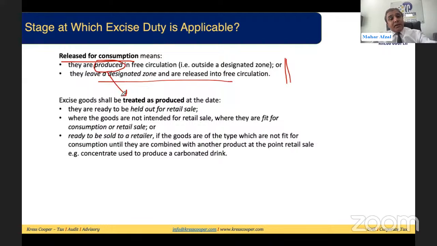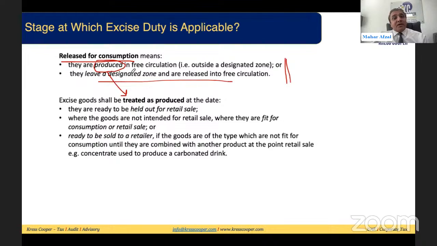So they are ready to be held for the retail sale. Second, where the goods are not intended for retail sale, held for the retail sale. If the goods are being manufactured, they are ready for retail sale.